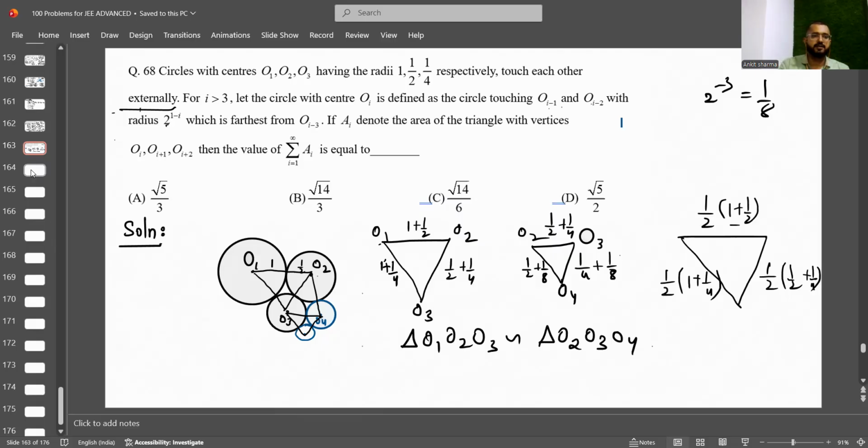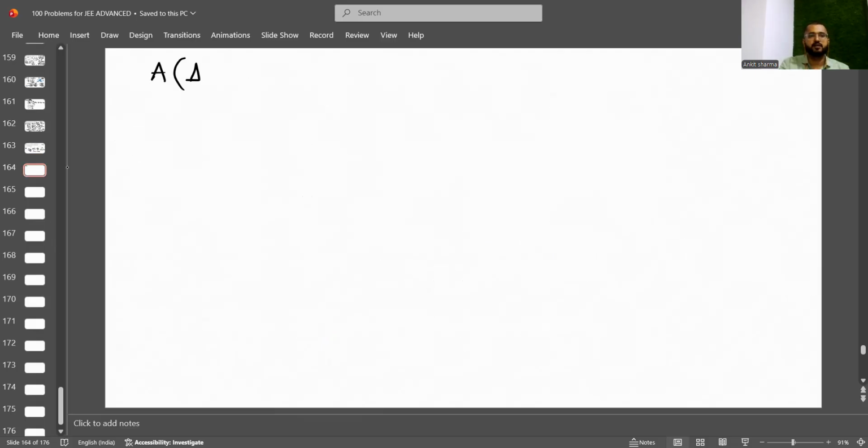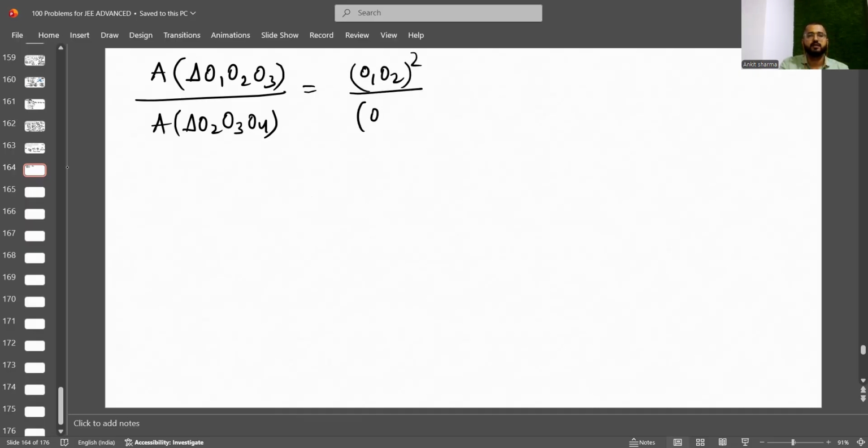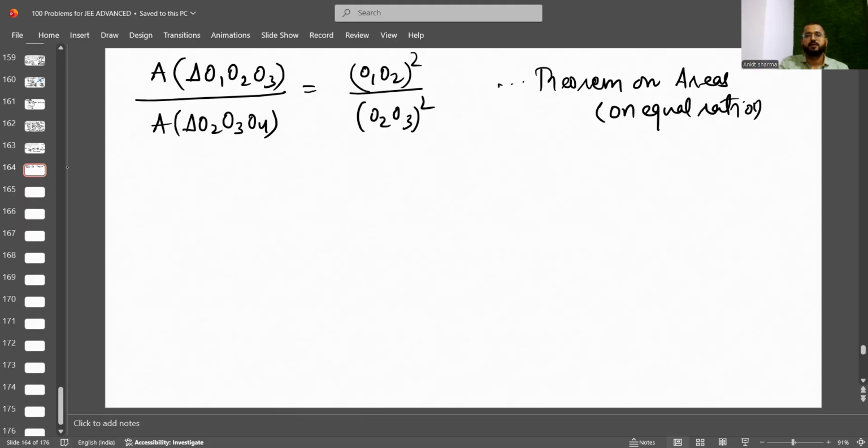For areas, I'll be writing area of triangle O1O2O3 over area of triangle O2O3O4. So this will be equal to O1O2 squared by O2O3 squared, by the theorem on areas of similar triangles, the theorem which we studied in class 10th.